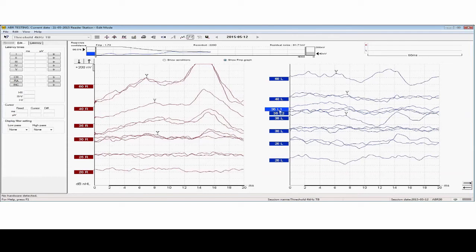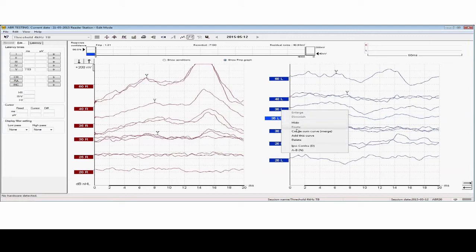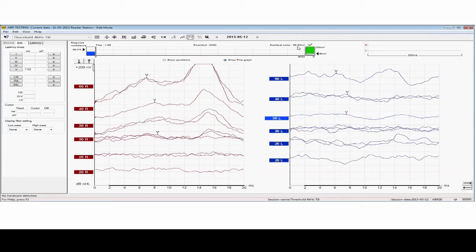So each time more than 2000. If we add them together, then let's see when the residual noise gets low enough. Now the residual noise is almost 41. If I put the last one in as well, we will see that the residual noise now is really low.